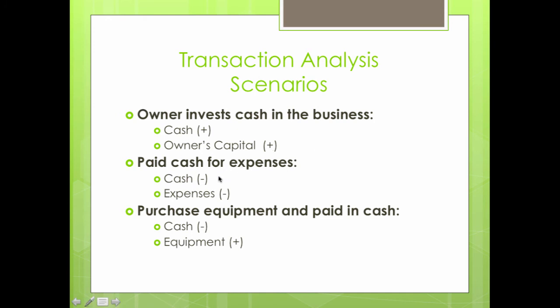When you pay cash for expenses, it's going to affect your cash account. You're going to minus it. And it's going to affect your expenses account, which you're going to minus as well. When you purchase equipment and you pay it in cash, it's going to affect your cash account as a minus and your equipment account as a plus.